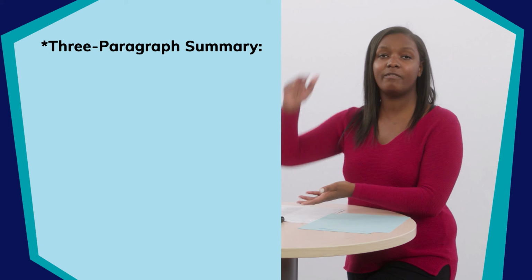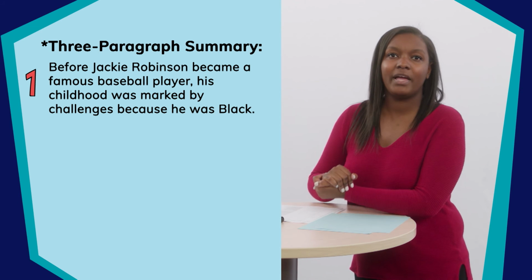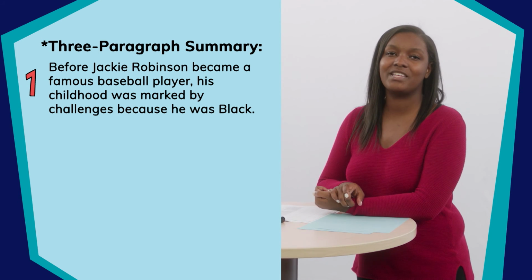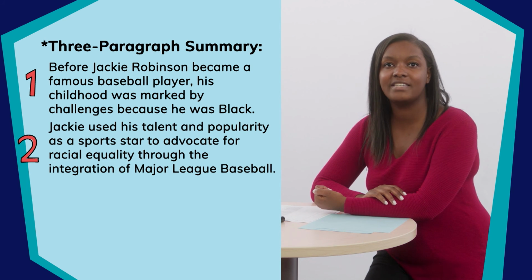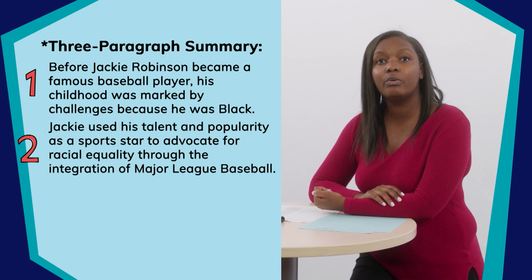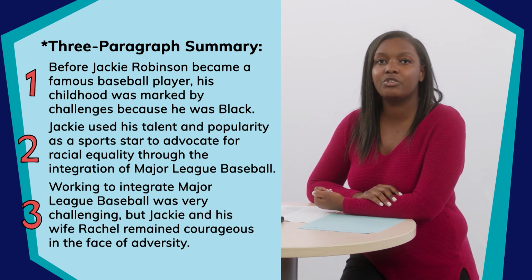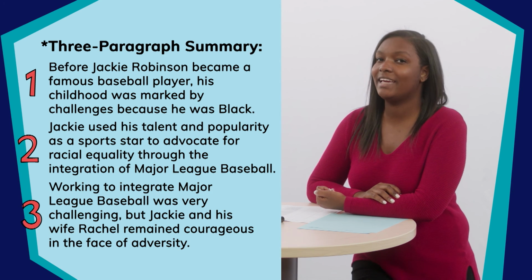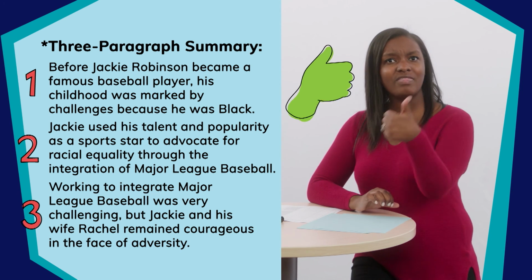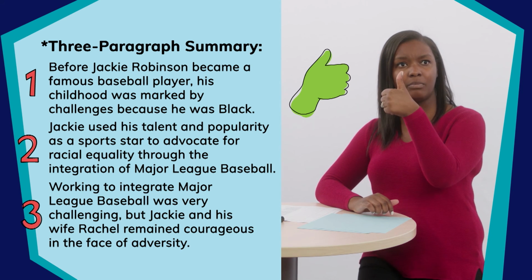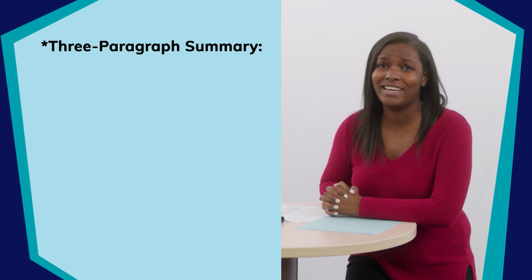Here we go. Let's put all of our summaries together. Before Jackie Robinson became a famous baseball player, his childhood was marked by challenges because he was Black. Jackie used his talent and popularity as a sports star to advocate for racial equity through the integration of Major League Baseball. Working to integrate Major League Baseball was very challenging, but Jackie and his wife, Rachel, remained courageous in the face of adversity. Give me a thumbs up if that summary captures the author's main points. Awesome job! Wow, great job again today, text detectives.